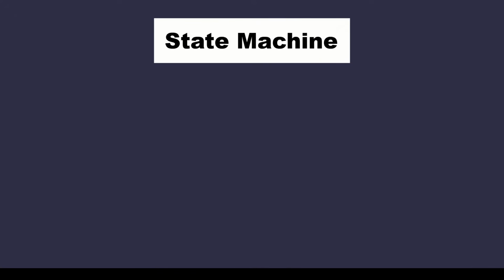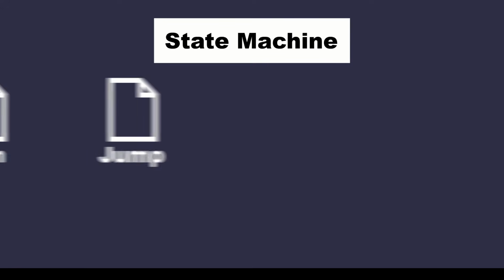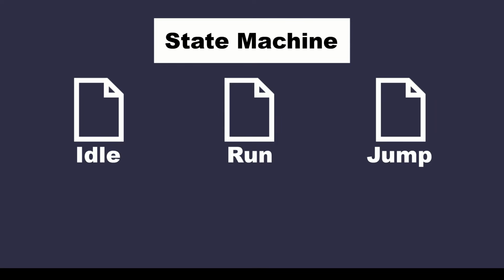So how does it work? Here's the basic idea. We have a central component, the state machine, which keeps track of the current state of the character. Each state is its own script defining what happens when we enter that state, what happens while we are in that state, and what happens when we leave it. For example, when the character starts jumping, the machine switches from the running state to the jump state, and all control logic changes automatically. This system is very flexible.